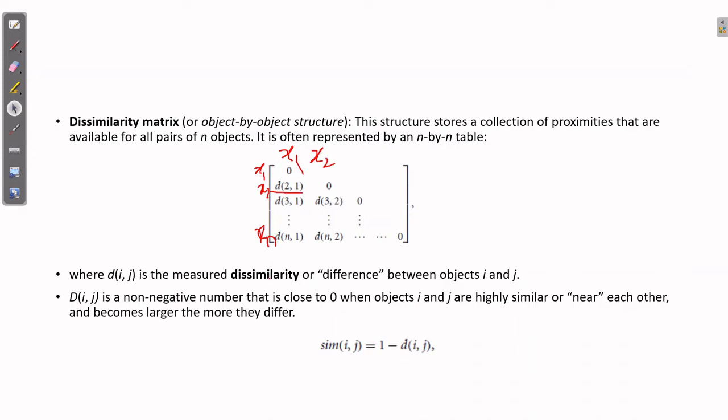But a dissimilarity matrix actually represents pairwise similarity or dissimilarity measures between the different n objects, all the n objects. That is represented in a matrix. That is what a dissimilarity matrix means.